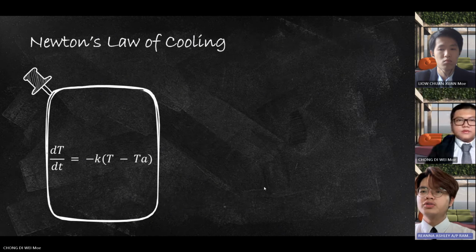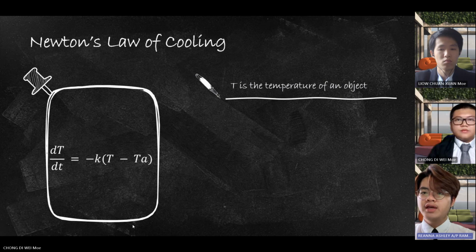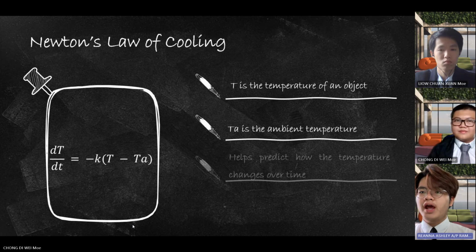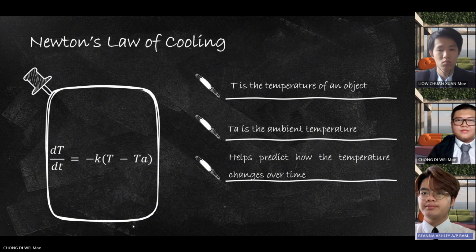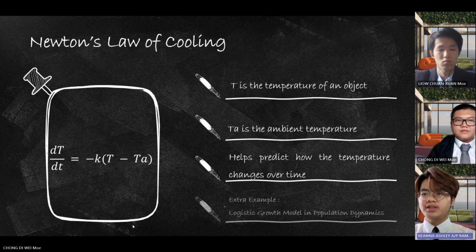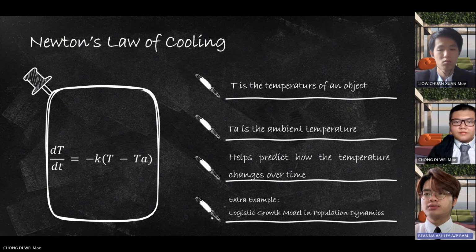Absolutely. Consider Newton's law of cooling, represented by the ODE dT/dt = -k(T - T_A). Here, T is the temperature of an object, T_A is the ambient temperature, and k is a constant. Solving this ODE with an initial temperature condition helps predict how the temperature changes over time. Another example is the logistic model in population dynamics, which uses initial conditions to predict population growth.